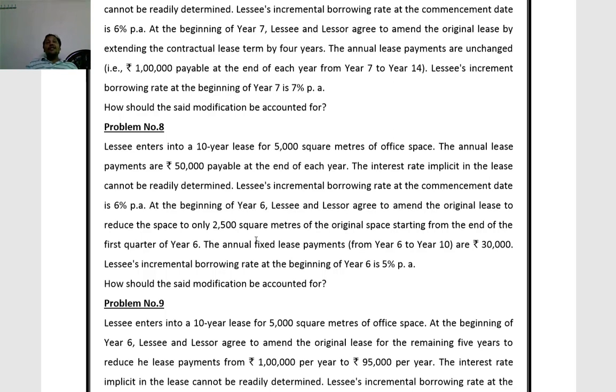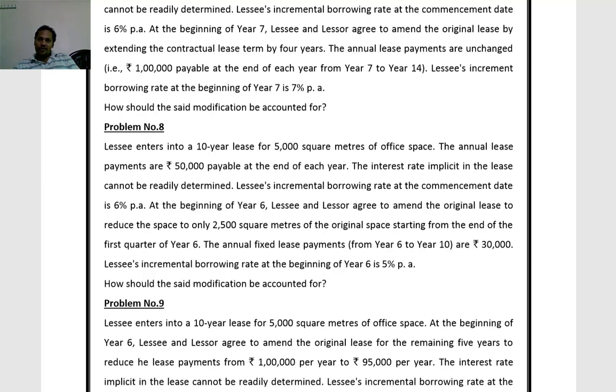So first we will start with the initial measurement of lease liability. The lease term is for 10 years. Annual lease payments are 50,000. So initial measurement of lease liability is the present value of lease payments. 10 years lease payments of 50,000 per annum are payable at the end of the year, and the discounting rate is 6%. Implicit interest rate in the lease is not available, so incremental borrowing rate of 6% you have to take. There we have to discount.